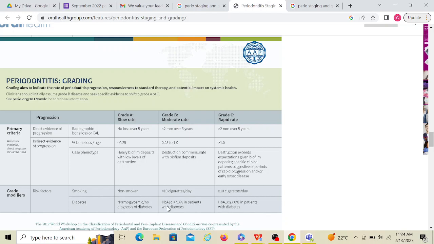The patient says I do smoke, but less than 10 cigarettes, and I have my blood sugar in the range of less than 7. Less than 7 is considered normal, or controlled diabetes. You know, it has to be less than 7. It can be either a normal patient or a controlled diabetic patient. Mark my words, I'm saying controlled diabetes. Controlled diabetes is as good as no diabetes. So that would be grade B.